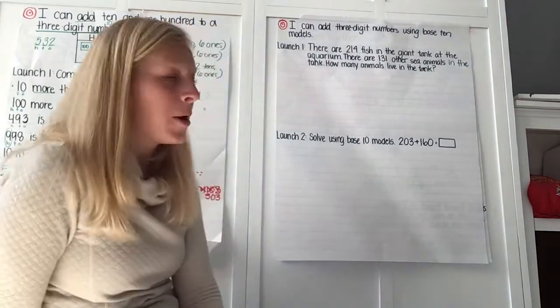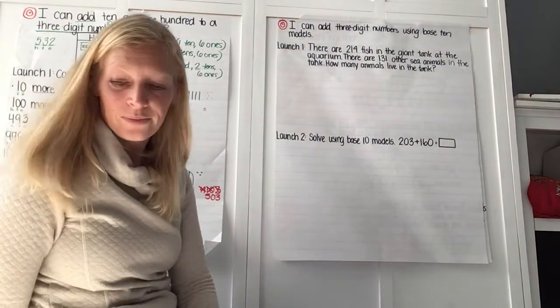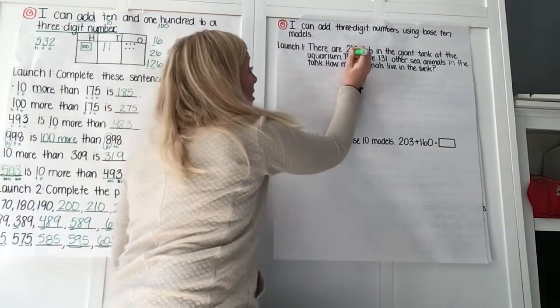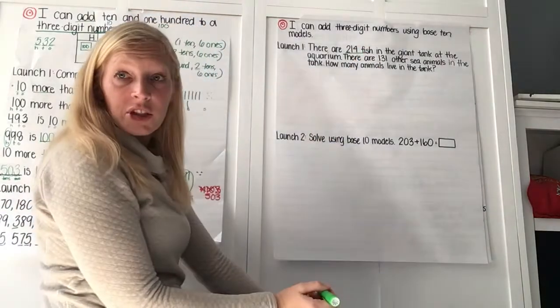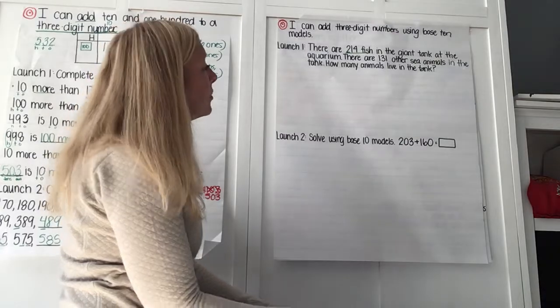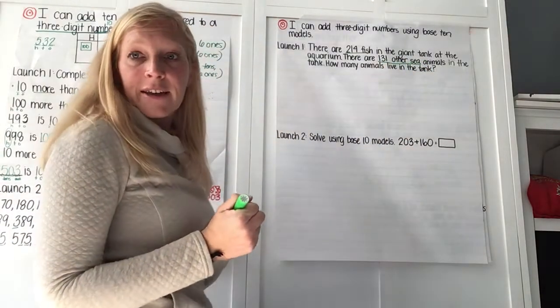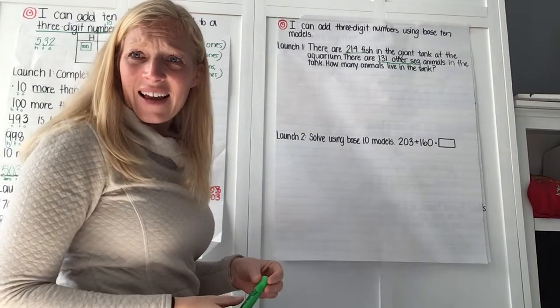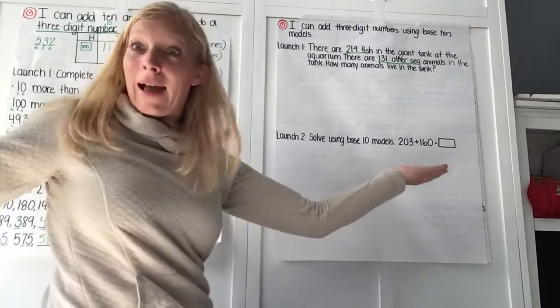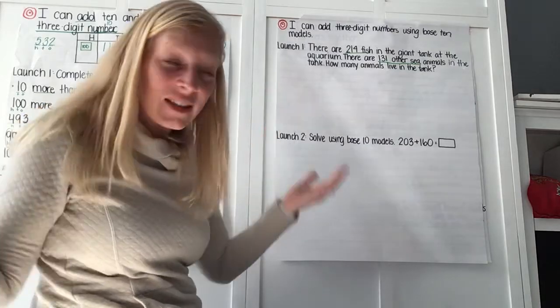What do we already know? There are 214 fish in that tank. What else do we already know? There are 131 other sea animals in that tank. What is the problem asking us? How many animals are in the tank? Absolutely.